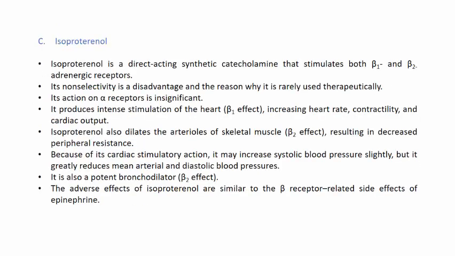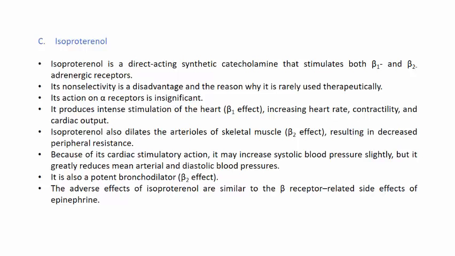Another agent is isoproterenol, which is a direct acting synthetic catecholamine that stimulates both beta 1 and beta 2 adrenergic receptors. Okay, so it is a direct acting synthetic catecholamine and it stimulates both beta 1 and beta 2 adrenergic receptors. Its non-selectivity is considered a disadvantage and the reason why it is rarely used therapeutically.